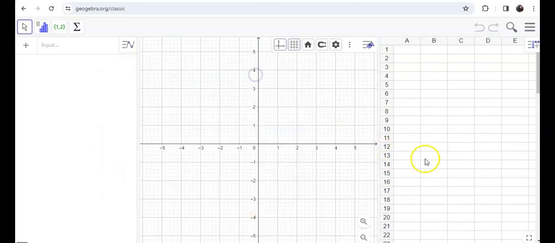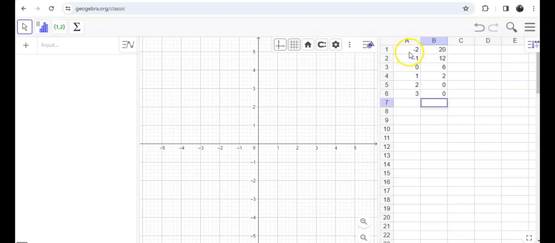In the spreadsheet pane, input the x values in one column, like column A. So our x values are negative 2, negative 1, 0, 1, 2, and 3. And then in column B, we input the corresponding y values. So if x is negative 2, y is 20. If x is negative 1, y is 12. If x is 0, y is 6. If x is 1, y is 2. And then if x is 2, y is 0. If x is 3, y is 0.